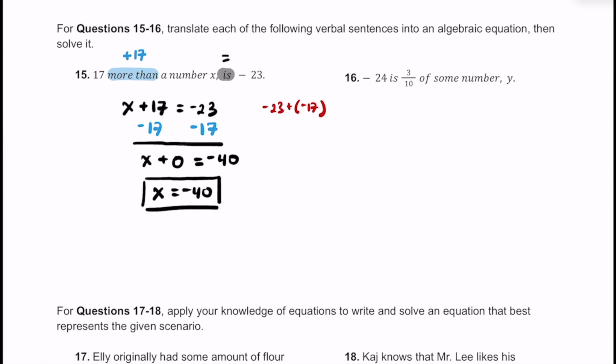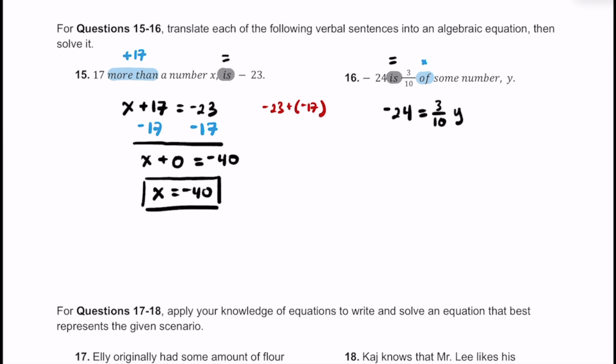For number 16, we have negative 24 is 3/10 of this number y. So we have this word "is" again. You should look at that word "is" and say, oh okay, that means equals. And then we also see this "of some number." Now "of" in math represents that we are doing some sort of multiplication most of the time here. So we have negative 24 is equal to 3/10 of some number, so 3/10 multiplied by y. Or we can just write 3/10 y. We can write it as a coefficient.